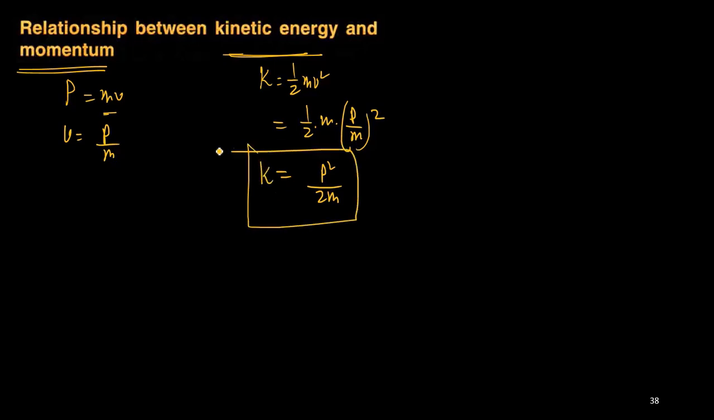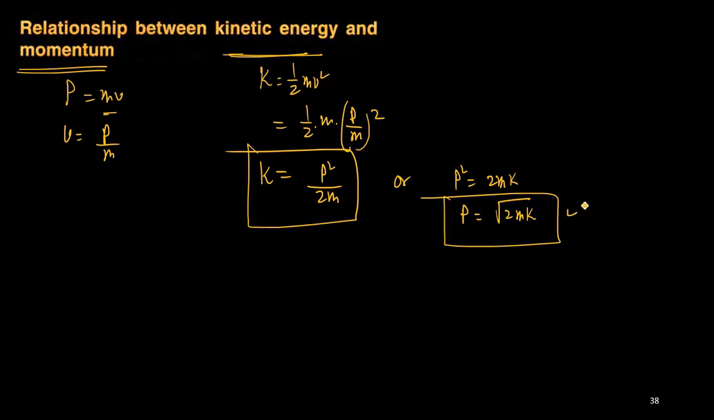Okay. So kinetic energy equals P square by 2m, or you can write P square equals 2mK. That means P equals under root of 2mK. Okay. So either I can calculate the momentum from the kinetic energy or the kinetic energy from the momentum. Both are useful equations, and both can be used interchangeably. So this is the relationship between the kinetic energy and momentum.